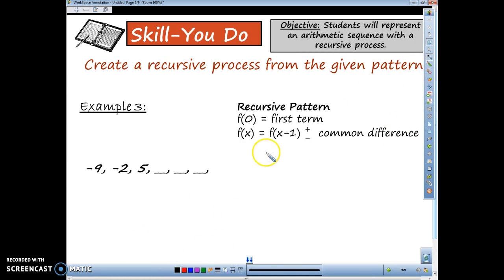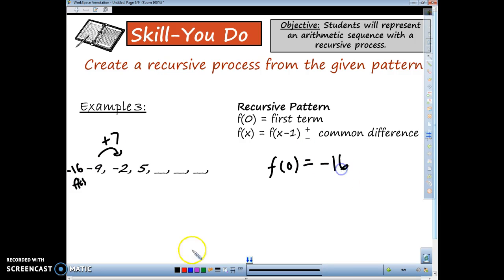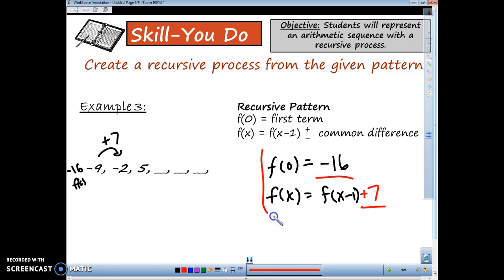Okay, hopefully you have done this problem on your own. F of 0, that's our initial value. Here we're adding 7, so if I was to go back, my f of 0 term would be negative 16. So f of 0 is negative 16. That's what we dropped in. And our f of x term is f of x minus 1, plus our common difference here, which is plus 7, which is what we added in. That is our answer for today.